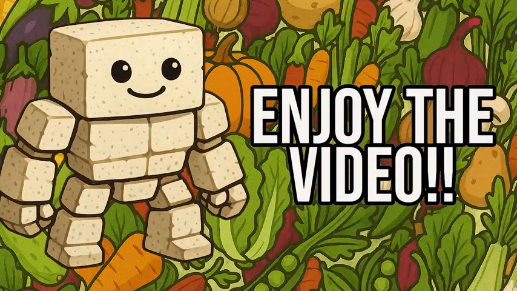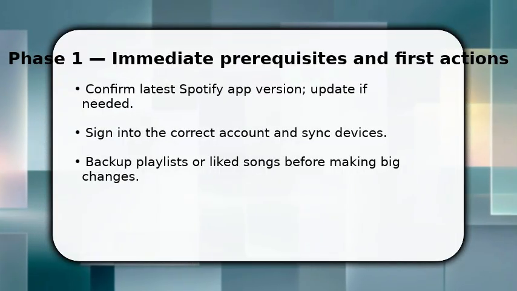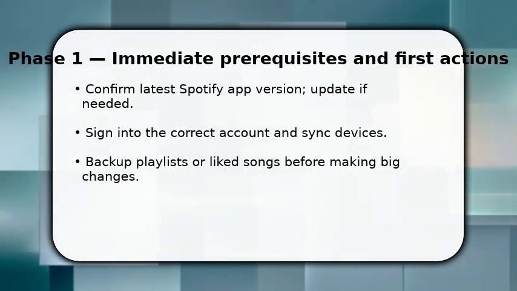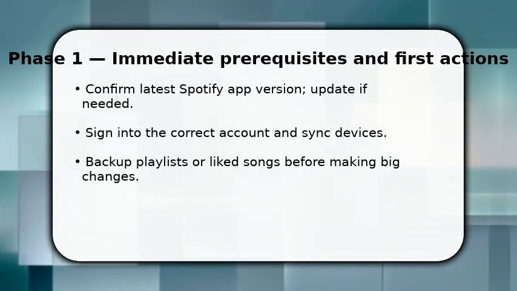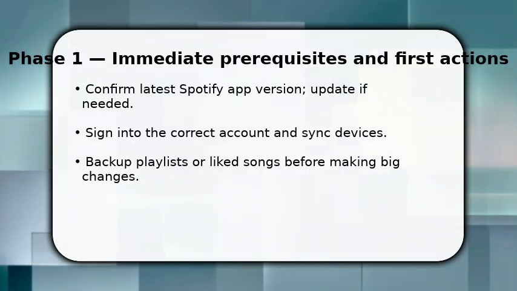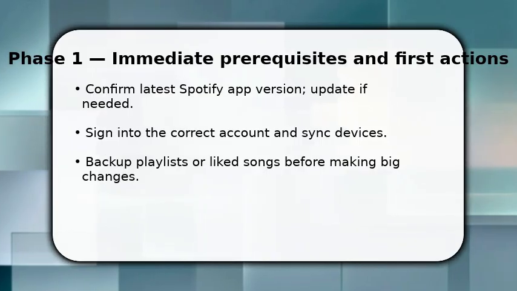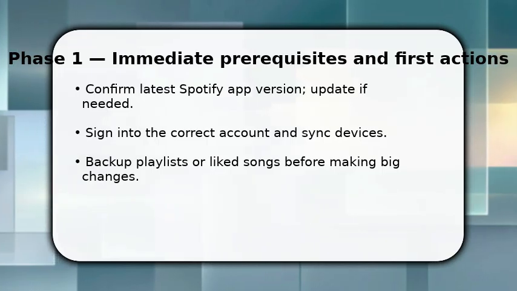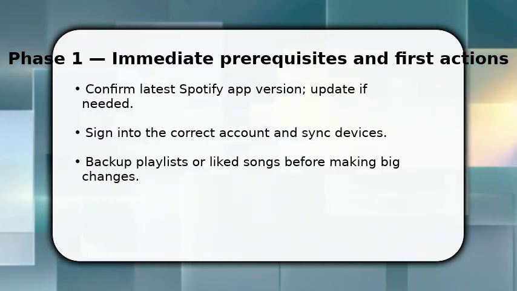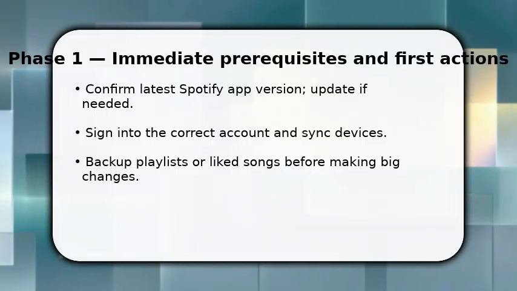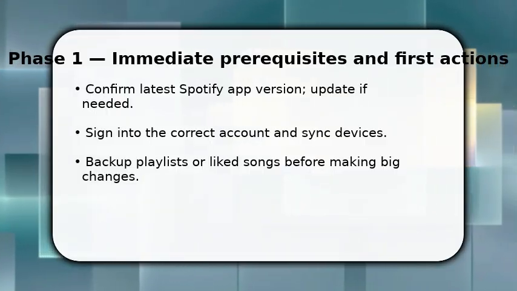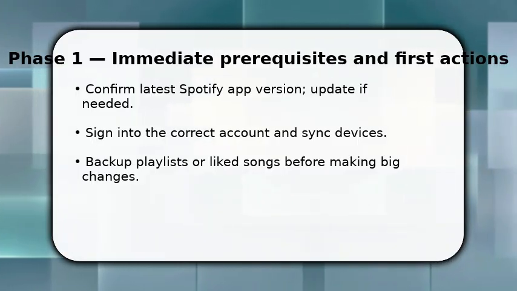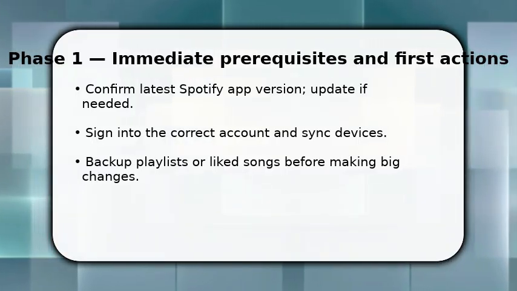Please enjoy the video. You'll start by opening Shopify and making sure the app is updated. Outdated builds often hide settings or fail to refresh. Once you're signed into the account you actually use, check that your device list is synced so personalized home data loads correctly. Make a quick backup of playlists or liked songs to avoid accidental loss while you change layout and recommendations. This prevents surprises later, and it lets you restore anything if a reset removes curated content.